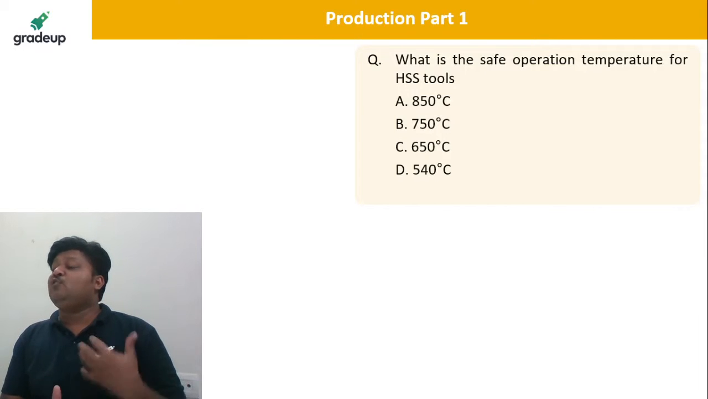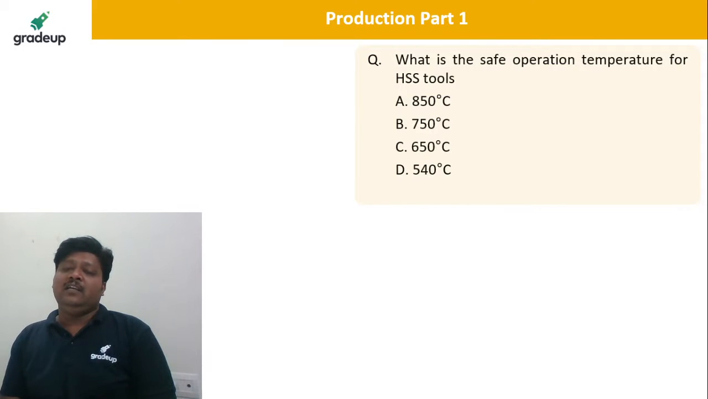Binding material is actually aluminum oxide, if you talk about the ceramics. For the carbides it is tungsten, then for diamond it is carbon, okay, like that.